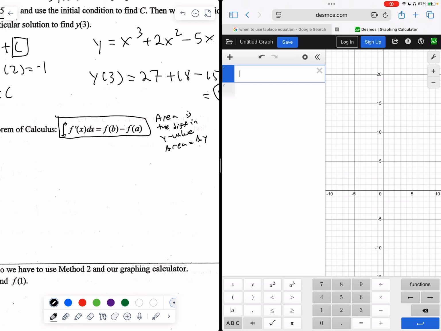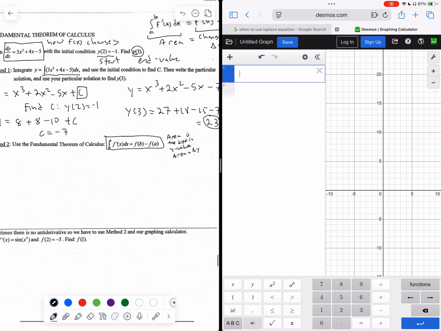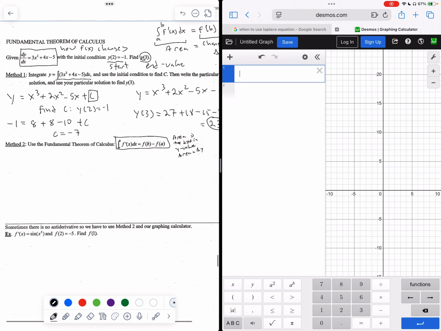So let's try this. I'm going to set this up. I need my a and b. So when I rewrite this, my a to b is very simple. I'm starting at 2 and I'm going to 3. The integral of 3x squared plus 4x minus 5 dx is going to equal f of 3 minus f of 2. So I am going to evaluate this. Now, I'm going to have some fun.